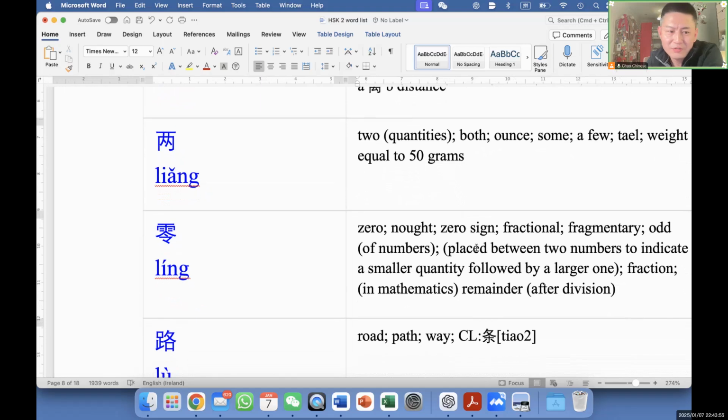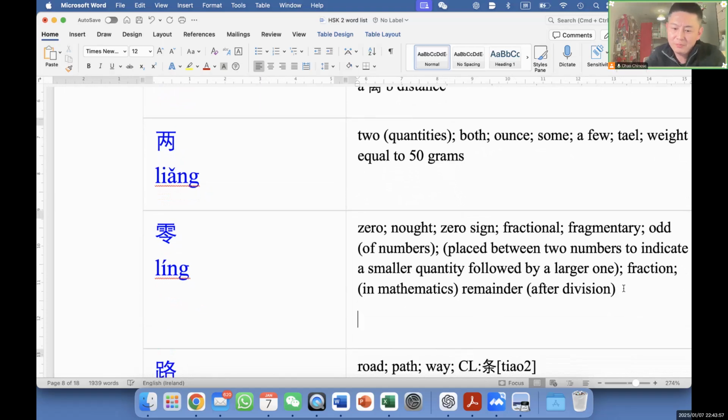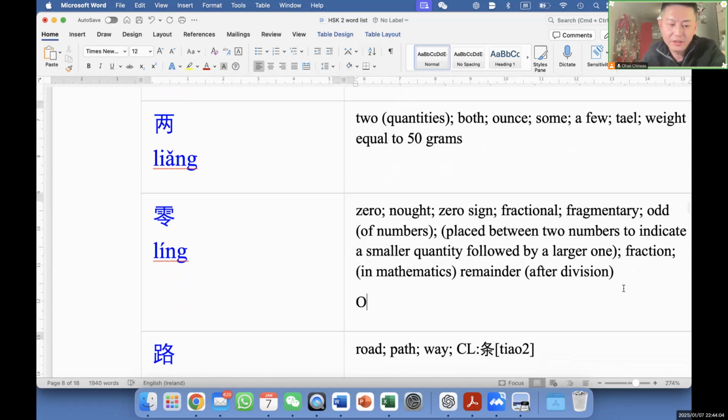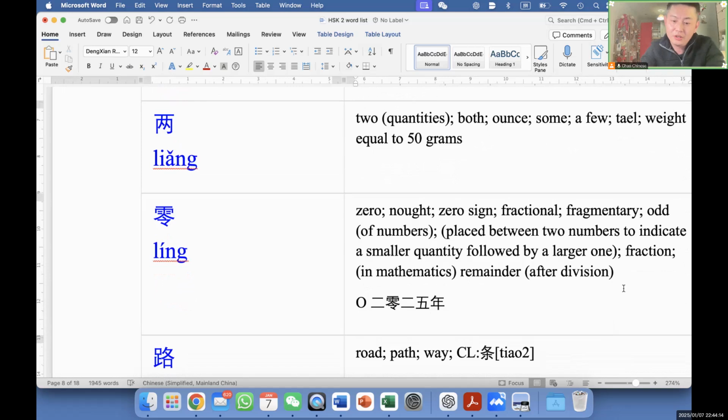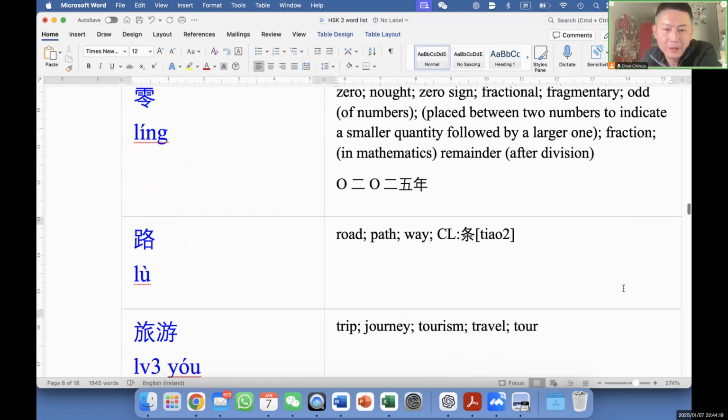零 is 0. It's very difficult to write. Therefore a lot of people would just use a big O, big 0, instead of 零, right? Say 2001, what's this year? 2025年. Okay, you can write that, or you can write this. 2025年, both are correct.